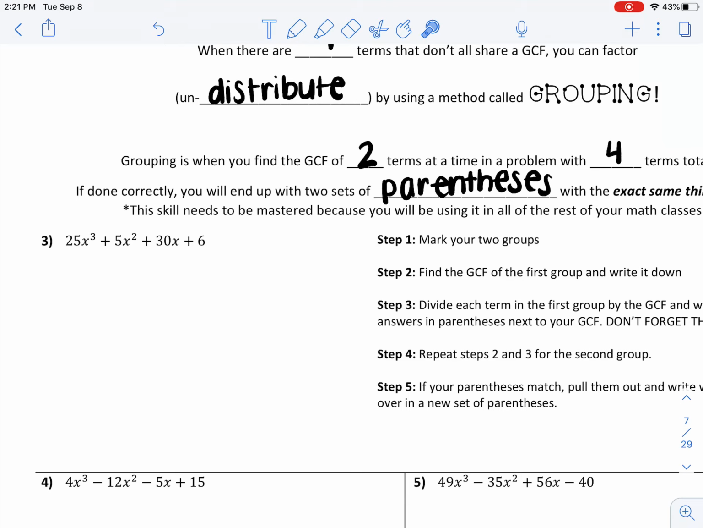Step 1 is to mark your 2 groups. So your first 2 terms are your first group, and your second 2 terms are your second group, as long as everything goes in order from highest exponent to lowest exponent. If it's not in order, you have to switch it around so that it goes in order, and then mark your 2 groups. Step 2, find the GCF of the first group and write it down.